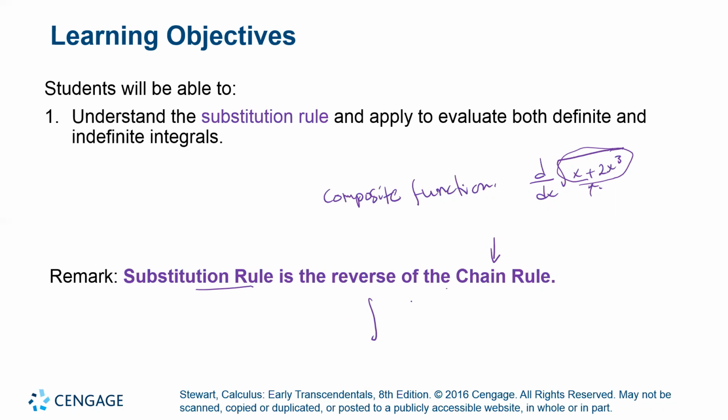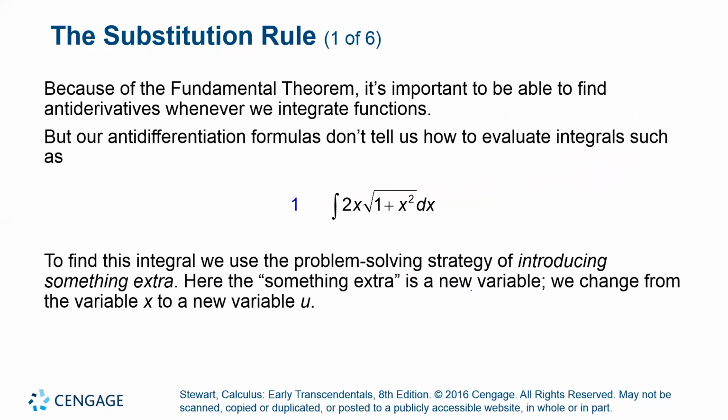So in other words, what we're going to look at today is the reverse of the chain rule. That is, what is the antiderivative such that if you use the chain rule to differentiate it, you will get the integrand? Because of the fundamental theorem, it is important to be able to find antiderivatives whenever we integrate functions.